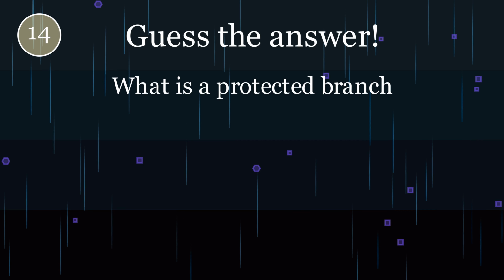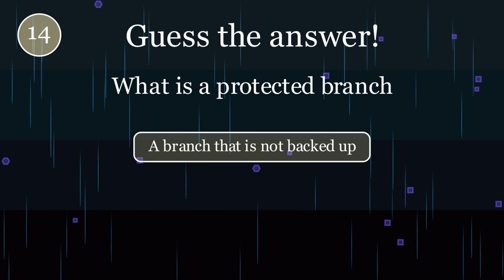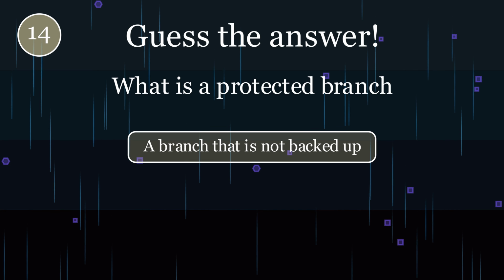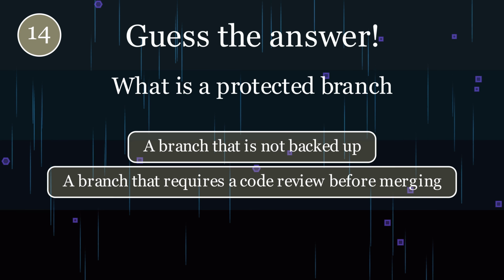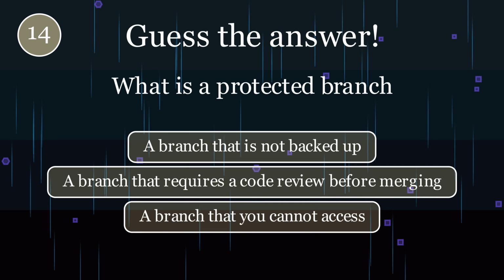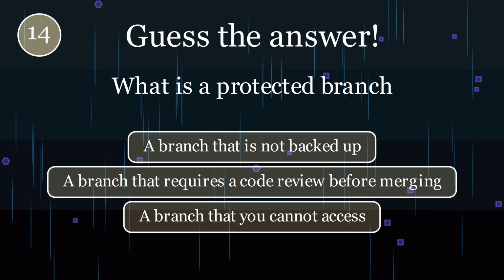What is a protected branch? A branch that is not backed up. A branch that requires a code review before merging. A branch that you cannot access.